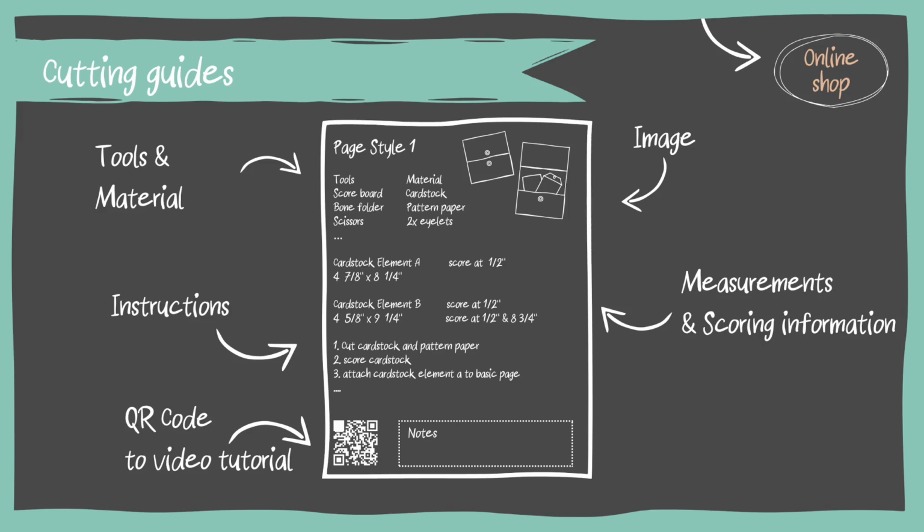So depending on if you want to print out those cutting guides or use them digitally, you can either just scan the QR code by using your phone or tablet, or you can just click on the link to get to the video. And then the notes are just for you, so maybe you have some changes to the page style or there's something you struggle with every time you're making this page style, you could just leave a little reminder or leave your changes in this box.